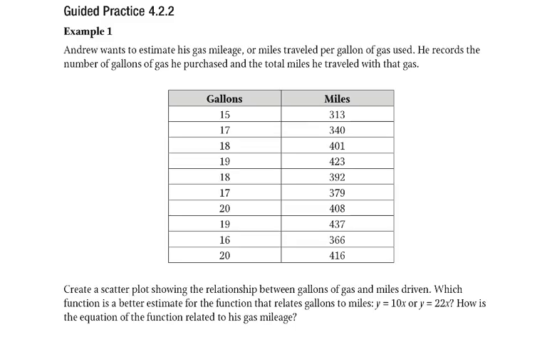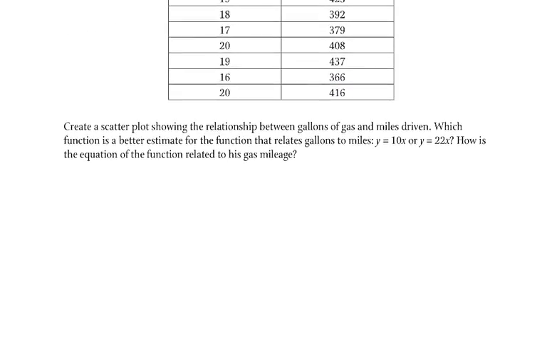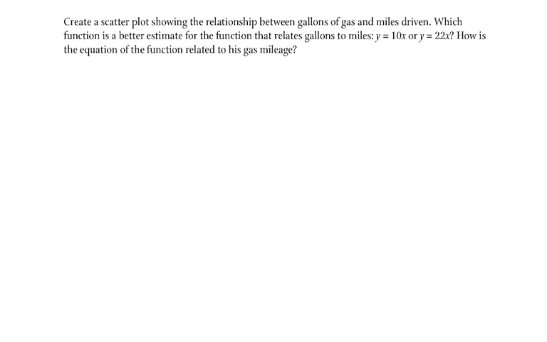So it says Andrew wants to estimate his gas mileage, or miles traveled per gallon of gas used. He records the number of gallons of gas he purchased and the total miles he traveled with that gas. So we've got the gallons, miles he traveled. It says create a scatter plot showing the relationship between gallons of gas and miles driven. Which function is a better estimate for the function that relates gallons to miles? y equals 10x or y equals 22x. How is the equation of the function related to his gas mileage?